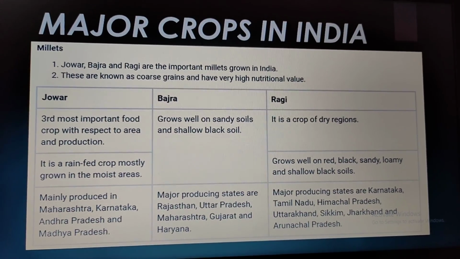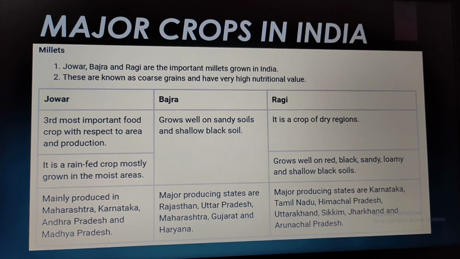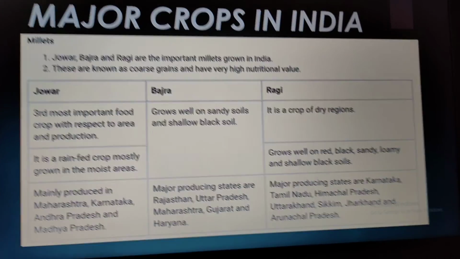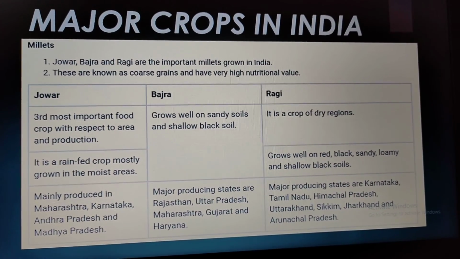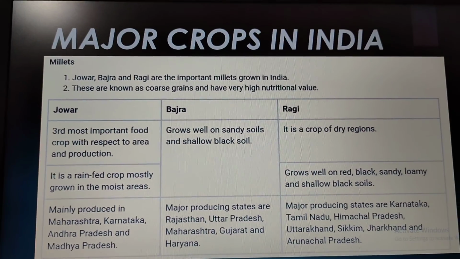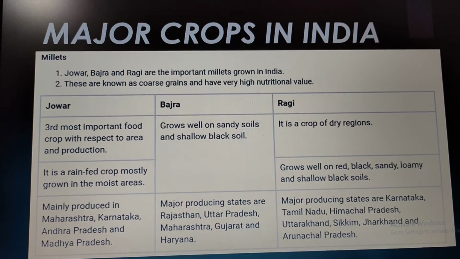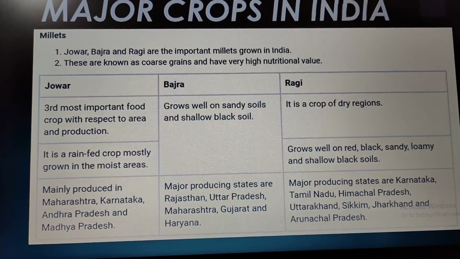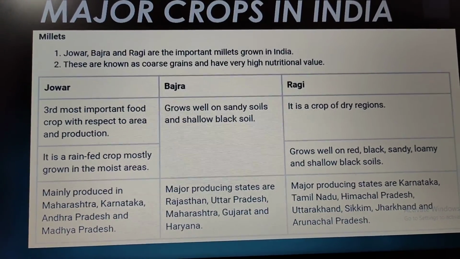Now, major crops in India. If we talk about millets, they are jawar, bajra, and ragi. They are the most important millets grown in India. These are known as coarse grains and have high nutritional value. Now there is a description given about these three crops.